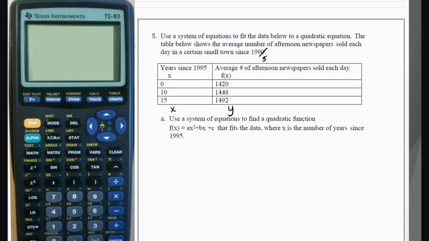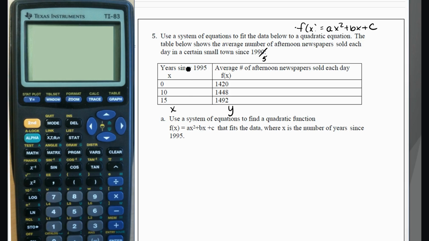Okay, we're going to do one more application here. It says use a system of equations to fit the data below to a quadratic equation. So we want something that looks like f of X equals ax squared plus bx plus c. The table below shows the average number of afternoon newspapers sold each day in a certain small town, and it should be since 1995.